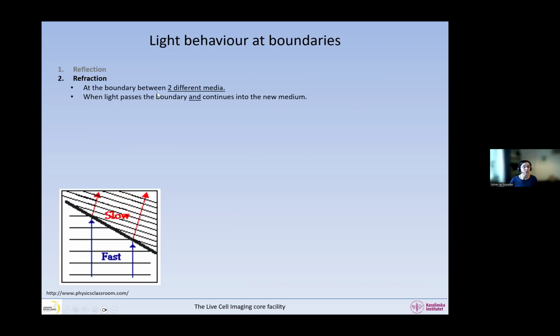So it's also the boundary between two different media. Here we have one medium, here we have another medium, and here is the boundary. But this time the light goes through the boundary, so it enters the second medium. And the light is transformed by the fact that we have two different media.